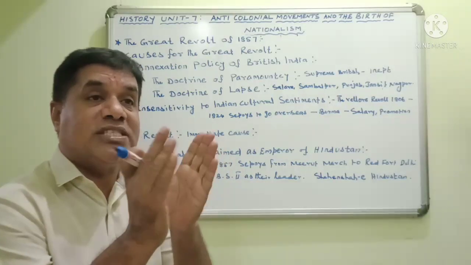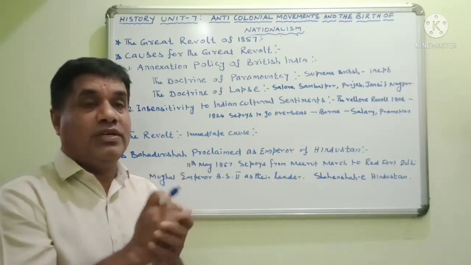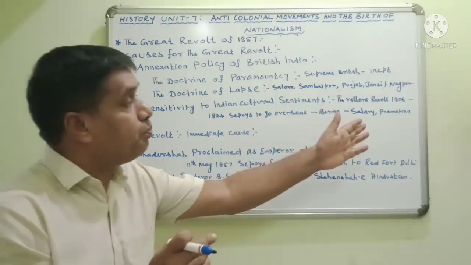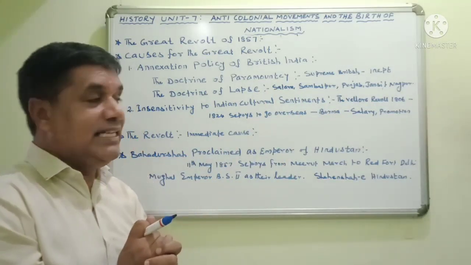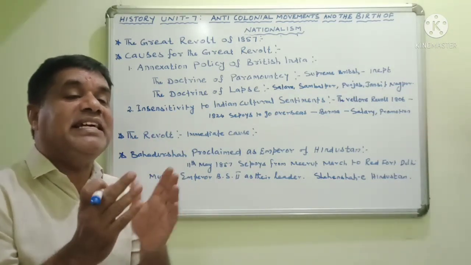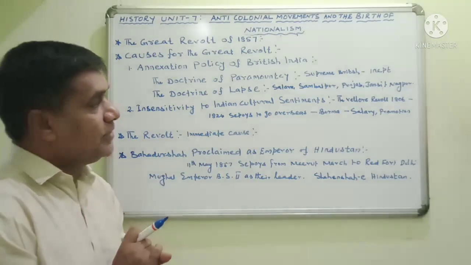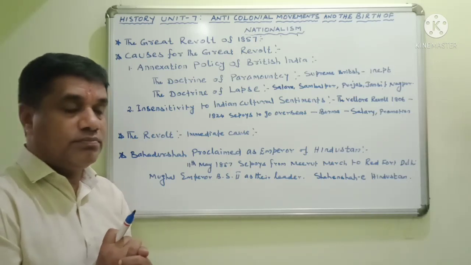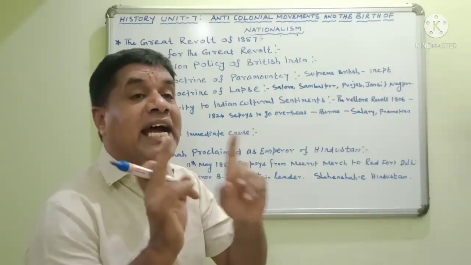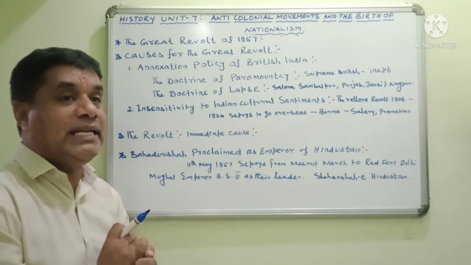Only Subedar was the last grade of Indian sepoys. Promotion was prohibited to the Indian sepoys. So Indian sepoys resented the British. This is one of the causes for the Great Revolt. The Vellore Revolt was one of the preludes of the 1857 revolt, the Great Revolt.